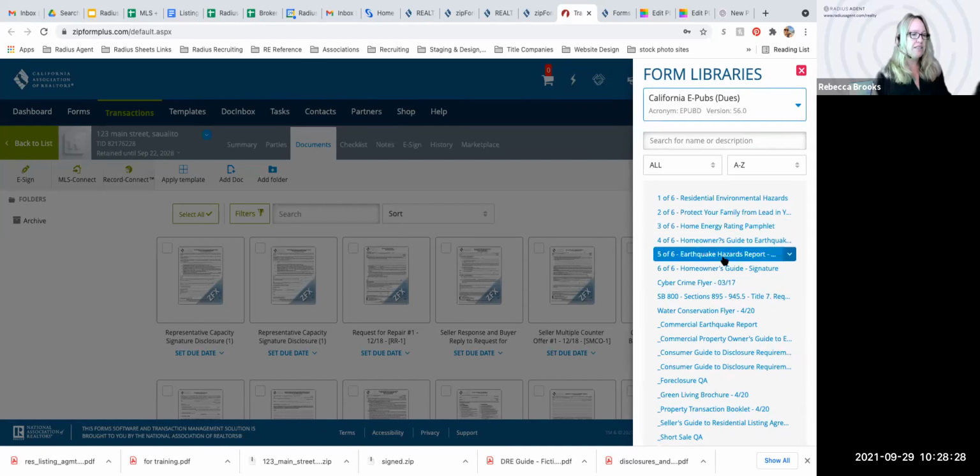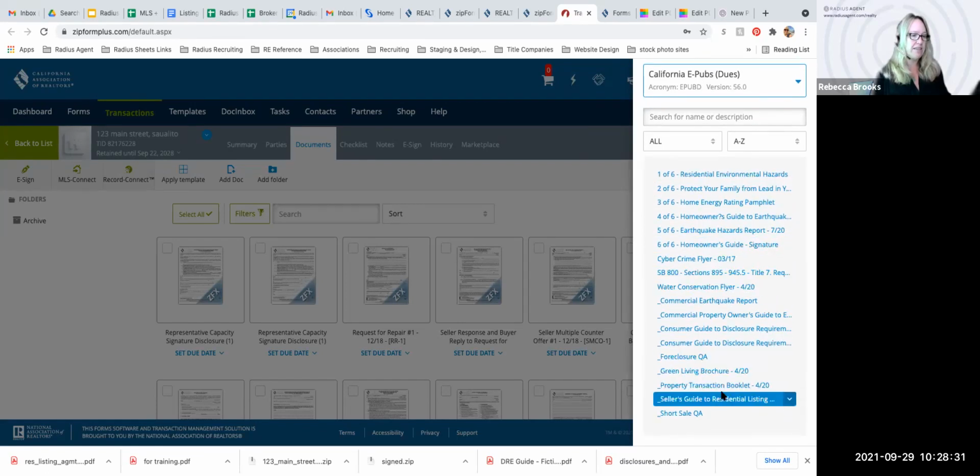The other thing to show you is that as agents, you have this right here, the e-publications. You have all of these publications that you have access to if you ever have questions about short sales or green living or consumer guides. Like sometimes if a consumer has a question about disclosure requirements for sellers or anything like that. Here's one for SB 800 having to do with new construction. Here are all your protect your family from all your natural hazard stuff.